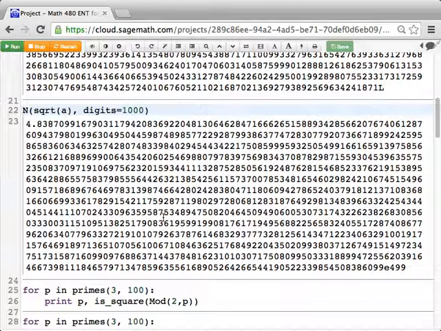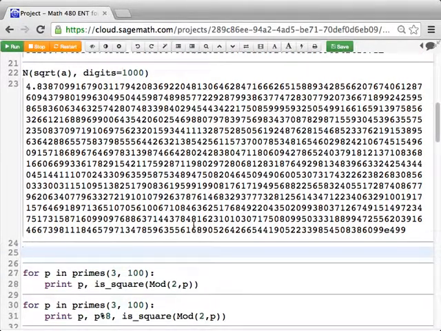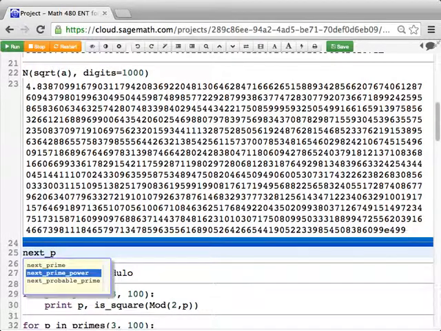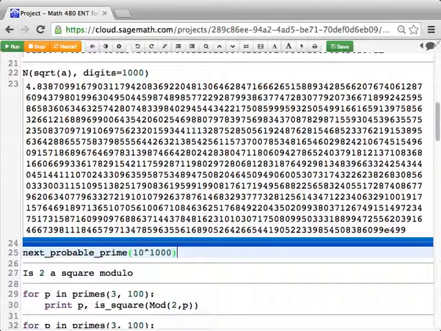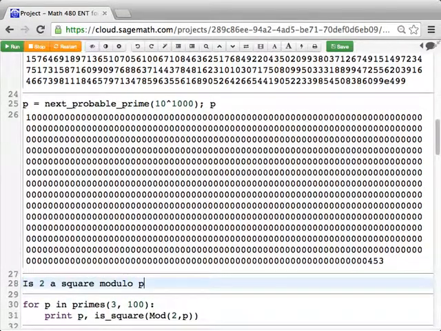Okay, so then the question is, is there an easy way, is there any way to decide whether or not, say, the number 2 or the number 3 is a square mod p? To be very concrete, is 2 a square modulo a big prime? Let's take the next probable prime after 10 to the 1,000. Okay, so we'll get a big prime, a 1,000-digit prime right there. Is 2 a square modulo that p?